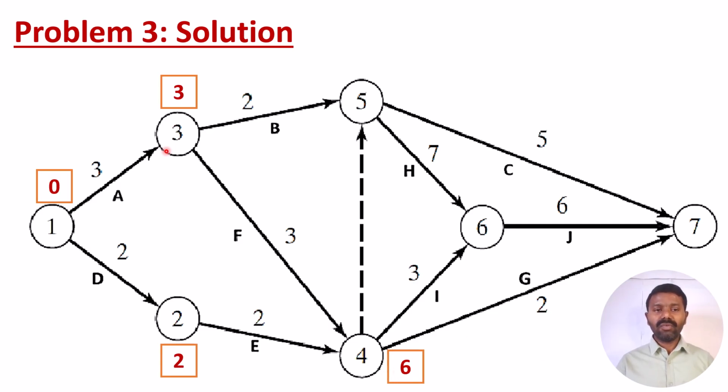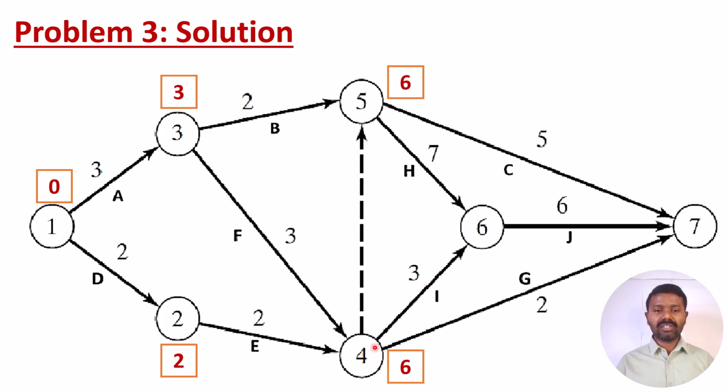Okay, then if you come to this path, the 3 days is already the starting point of the activity, and then plus 2 days, so it will be 7 days. And the 3 plus 2, 5 days. But here there is one more arrow, that is the dummy arrow, the dummy activity.